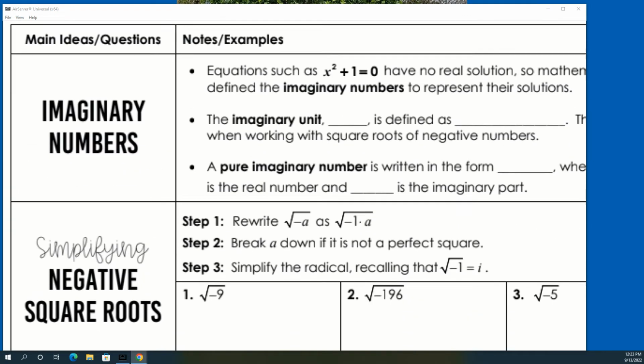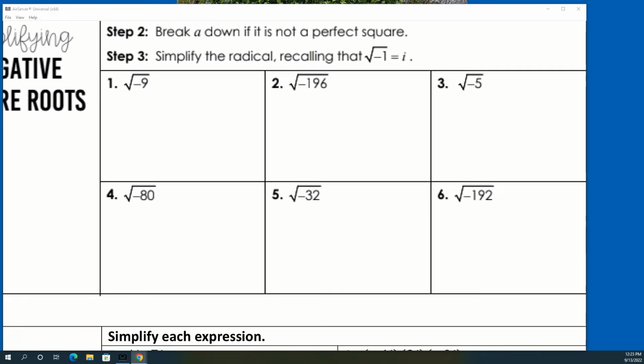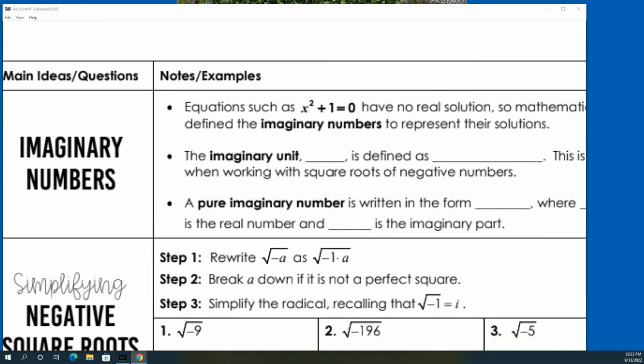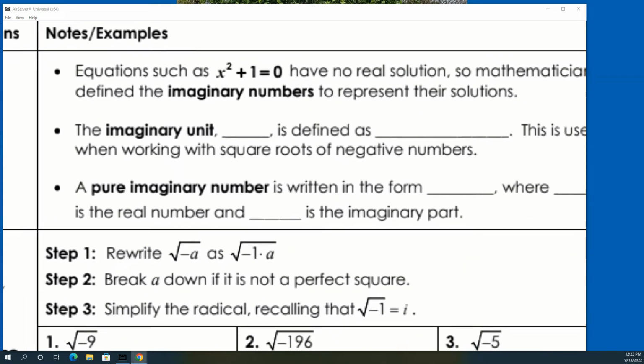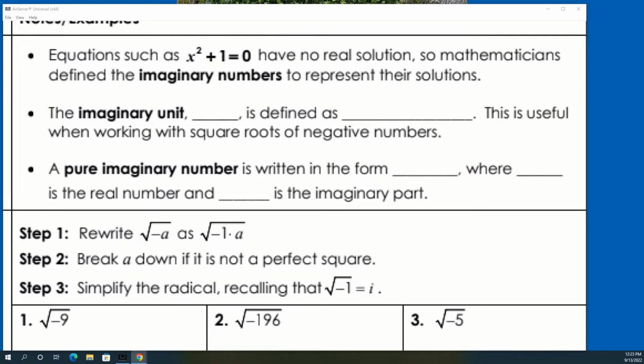Today is going to be very similar, except all of these numbers that are under the square root are negative numbers. And that's not something you've ever had to deal with before. So that's brand new for you guys. So, what happened a really, really long time ago is there were some mathematicians that were frustrated that an equation like this didn't have a solution.